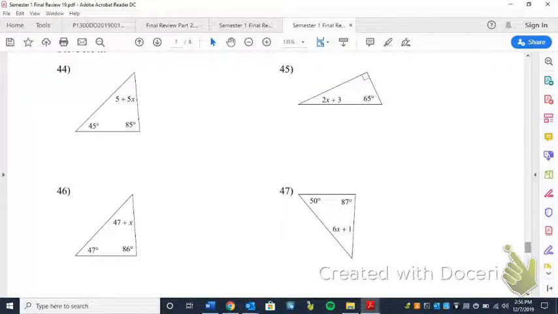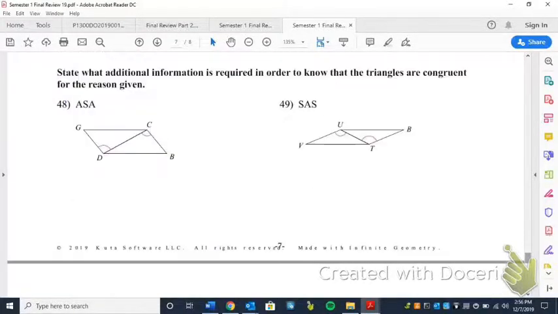Here, 44 through 47, all of these are triangle angle sum theorems. We know what each one of these adds up to. So 46 and 49, this is the last thing I'm going to do. If you guys get through all this, fantastic. Work on studying for your final, and I'll give you more work when I get back on Wednesday.